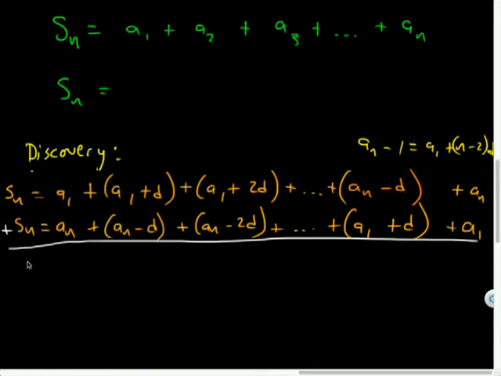So S sub n plus S sub n is how many S sub n's? 2 S sub n's. A1 plus An is just A1 plus An. What happens when I add these two together? A1 plus An. Right, the d's cancel out, and I get A1 plus An. Plus the two d's and the negative two d's cancel out, and I get A1 plus An.